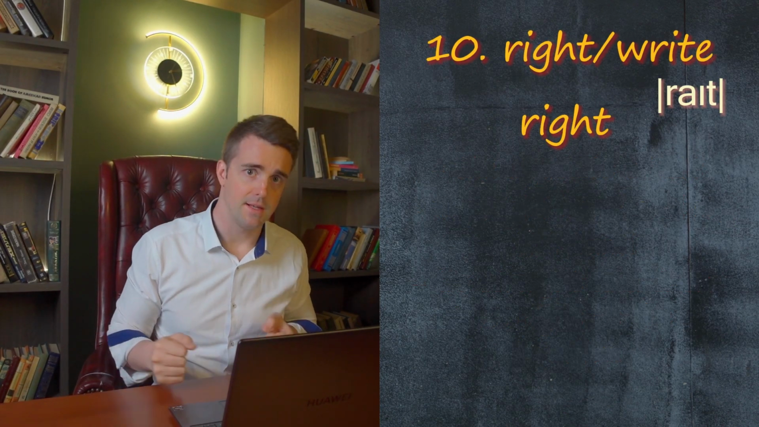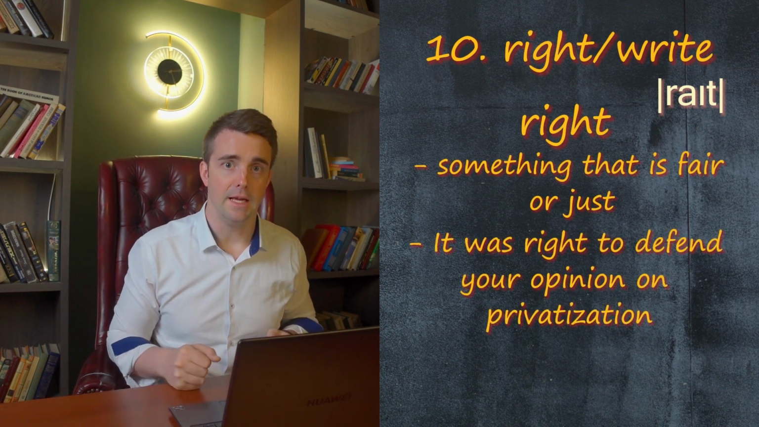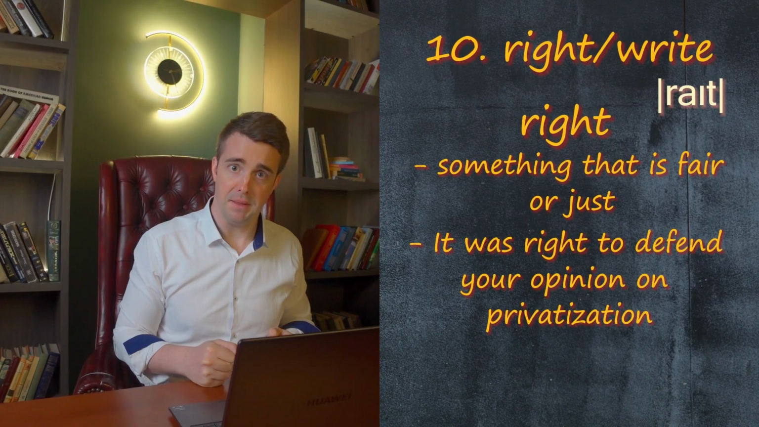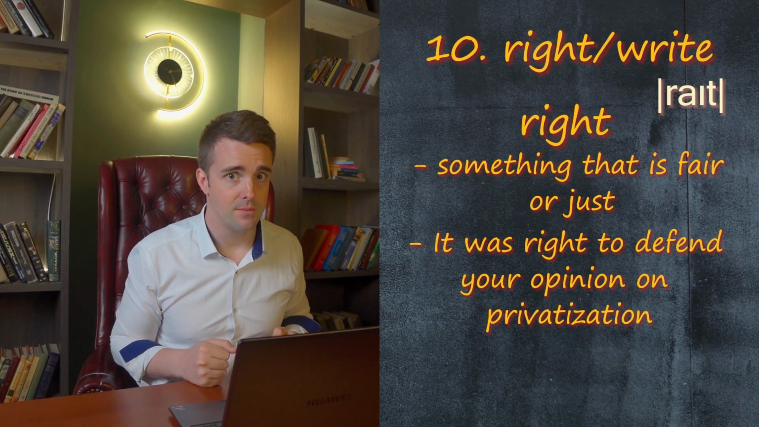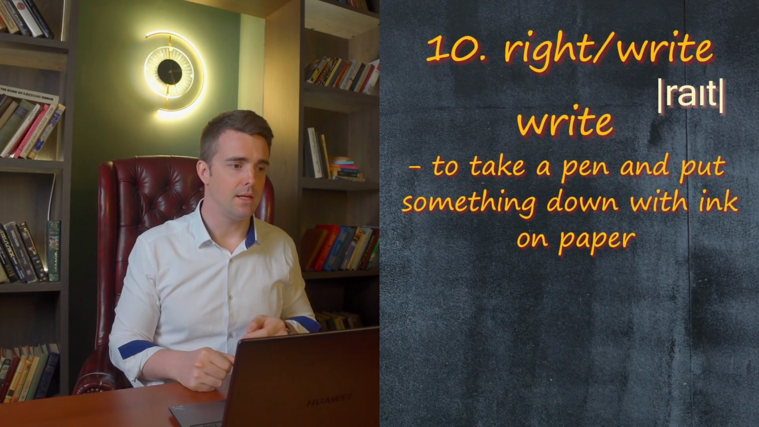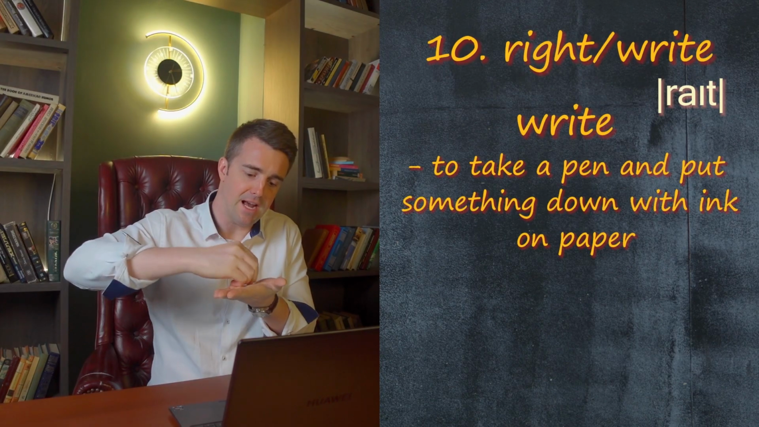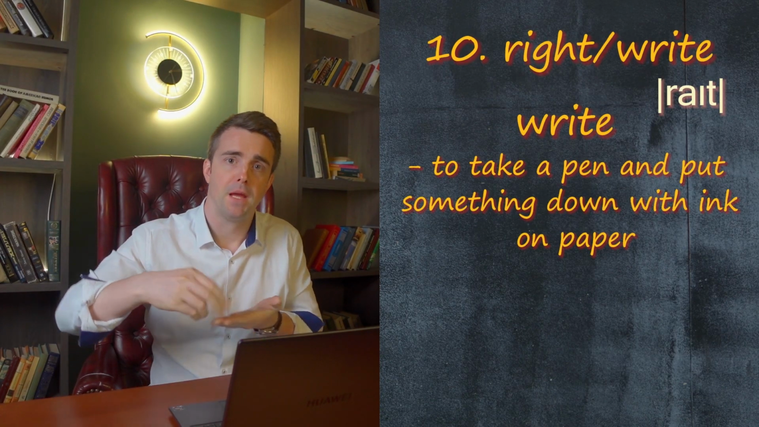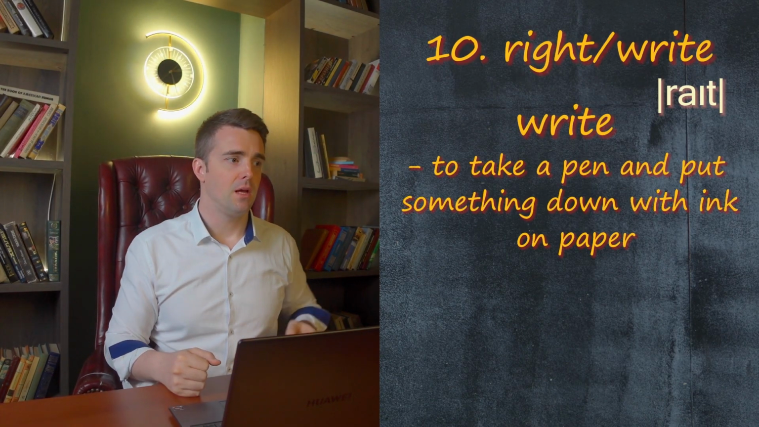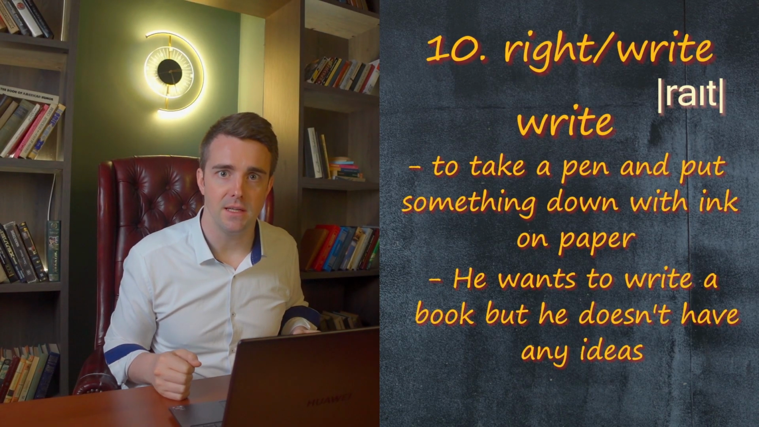And also right is something that is fair or just. For example, it was right to defend your opinion on privatization. But write with a W, write, is to take a pen and put something down with ink on paper. So, for example, he wants to write a book, but he doesn't have any ideas.